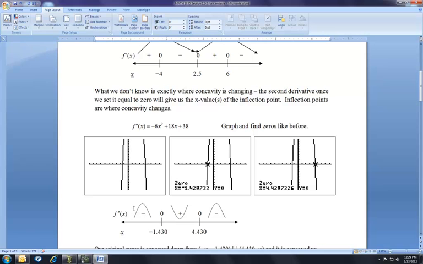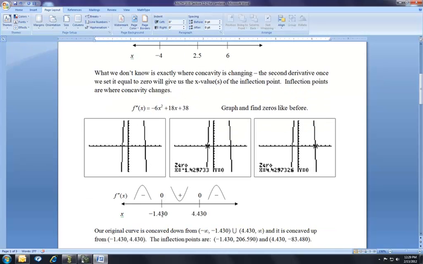Anytime I see a negative, it's concave down. Anytime I see a positive, it's concave up. I don't do anything at these zeros because that's where my concavity changes. So our original curve is concave down from -infinity to -1.430. Also, I don't know if I said concave up. I meant concave down. Also concave down from 4.430 to +infinity. It's concave up only between -1.430 and 4.430.